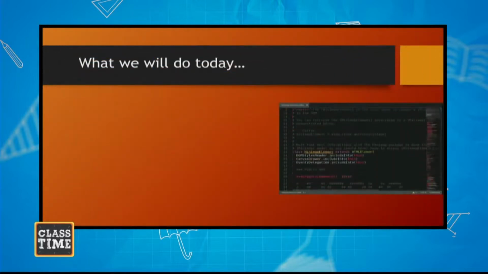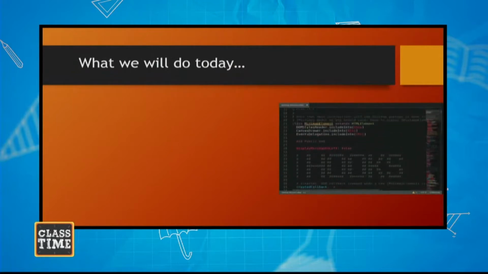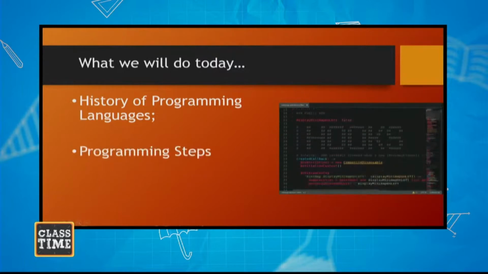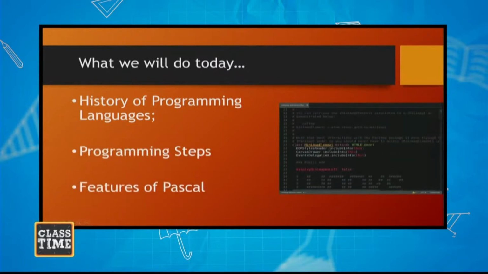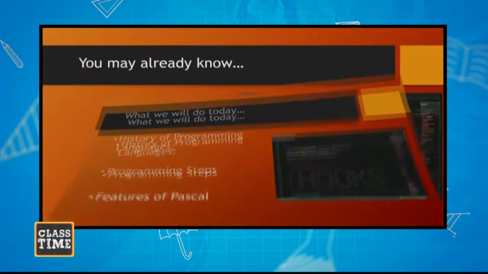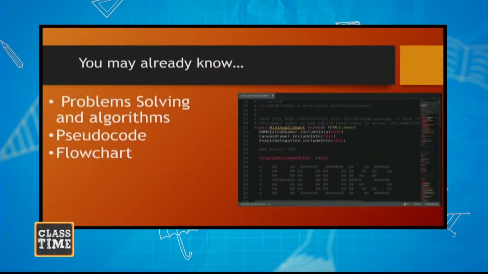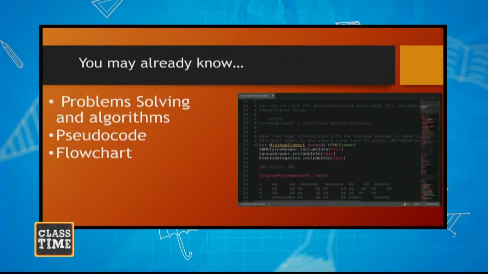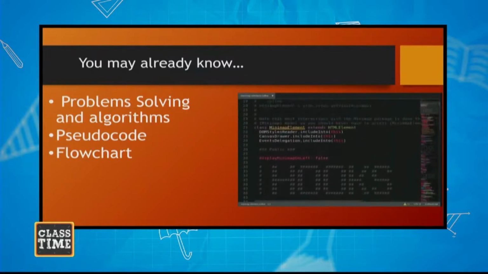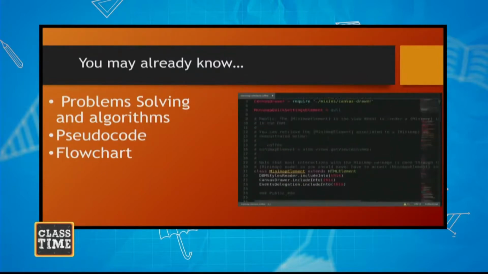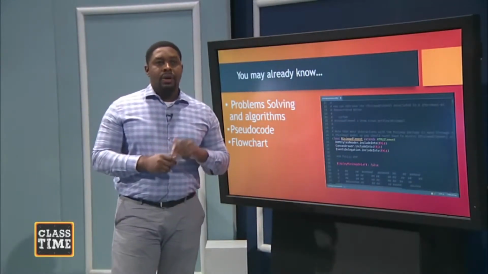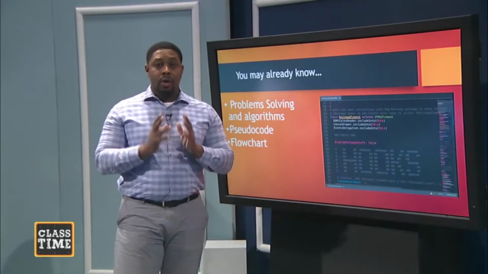So what we'll be doing today, essentially, is looking at the history of programming languages, the programming steps required for compilation and interpretation, and then some features of Pascal. What you should already know is some idea of problem-solving steps. You should be acquainted with problem-solving steps, pseudocode, and flowcharts. Now, if you're not, let me just give you a quick rundown.